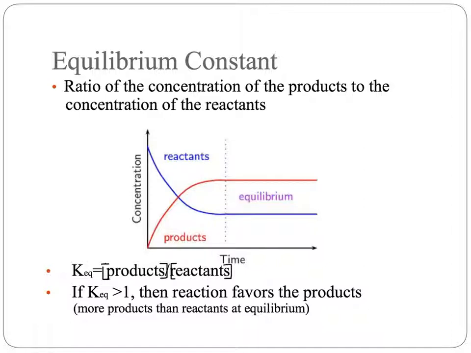So we can talk about what's happening in terms of an equilibrium constant, which is the ratio of the concentration of the products to the concentration of the reactants. I've written that down here. Our equilibrium constant is a big K, and it is products over reactants, the concentration or molarity of the products over the reactants.